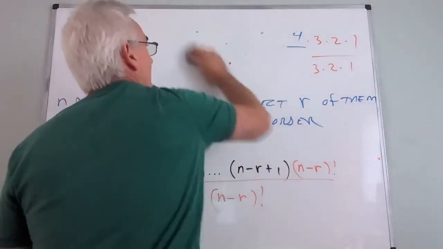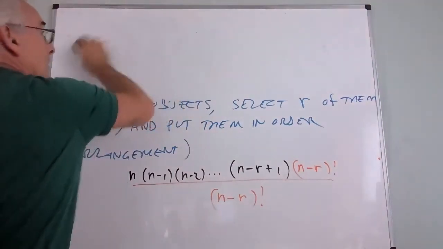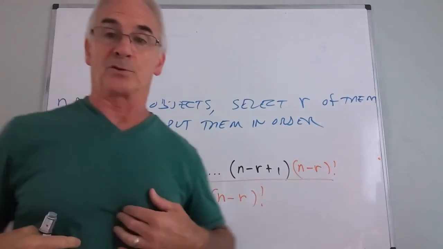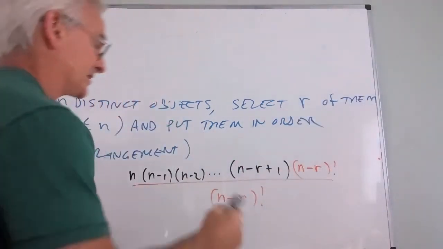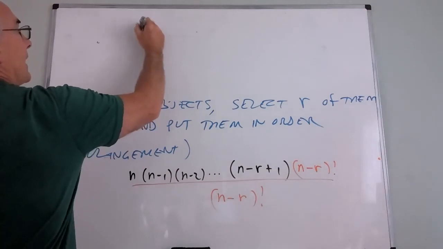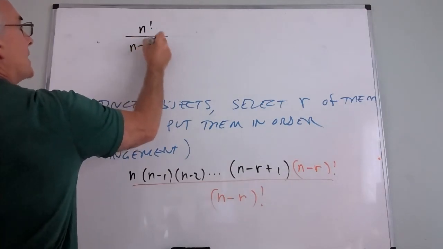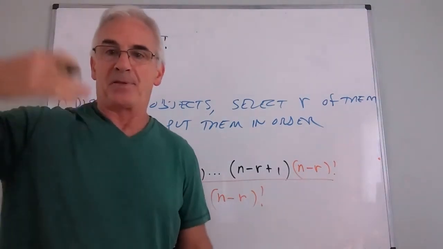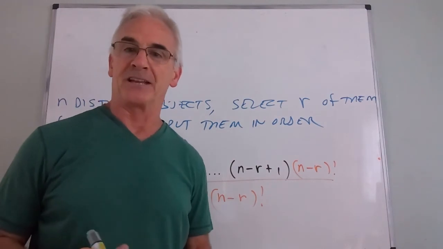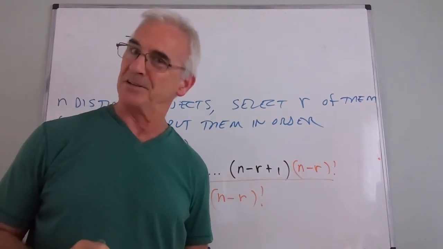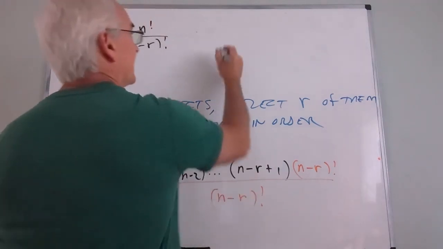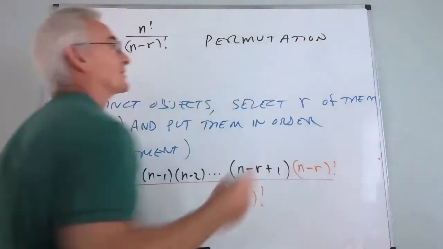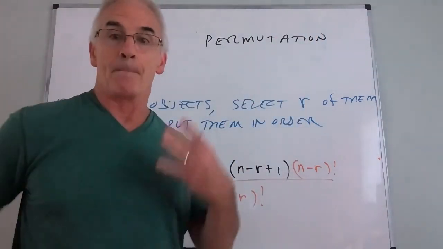So the formula: I have N distinct objects. I want to select R of them and put them in order. In other words, we want to arrange R objects. Then the formula is N factorial over N minus R factorial. Does anybody know there's an English word that means the same thing as arrangement, but we use it in the mathematical context? It's called a permutation.